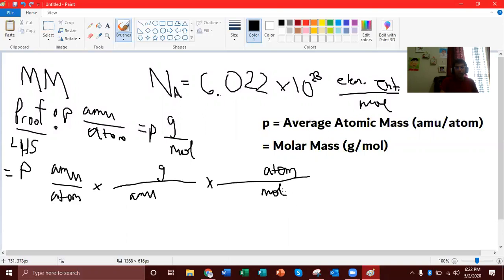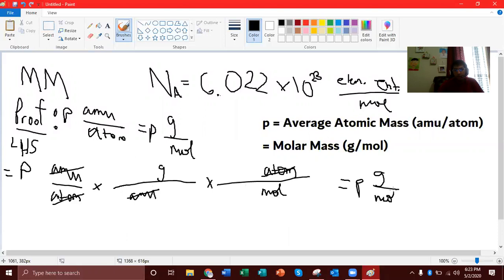And we need 1 mole. We can't have multiple moles. We could have multiple moles, but that's not the point here, right? So essentially what we're trying to do is show that these AMUs will cancel and these atoms will cancel, and that'll leave us with P grams per mole.